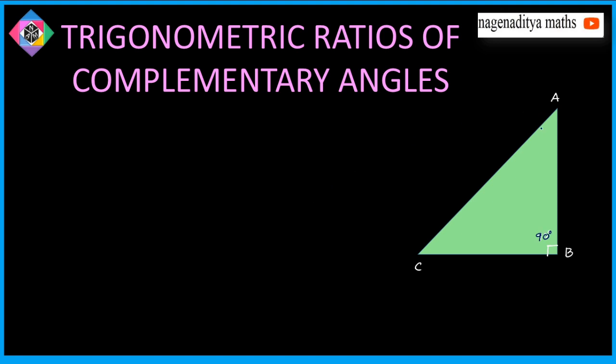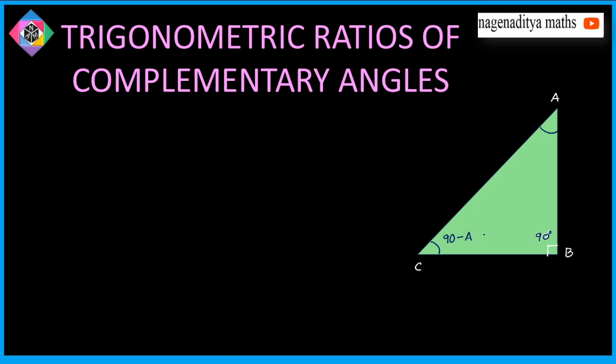For example, this is angle A and this is another angle. So the remaining two angles' sum must be 90 degrees. Why? Because in a triangle the sum of three angles is 180 degrees. Here one angle is 90 degrees, therefore the sum of the remaining two angles must be 90 degrees. For example, this is the angle A, so this must be 90 minus A. Why? Because the sum of two angles must be 90 degrees.